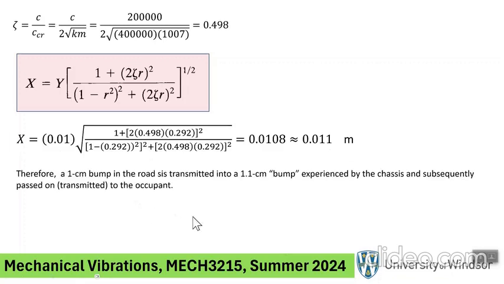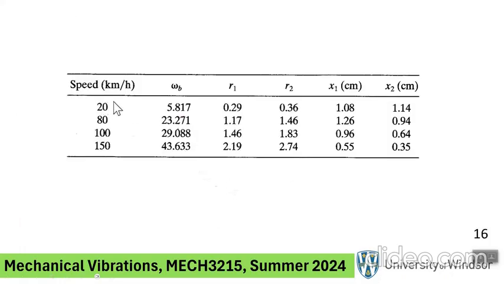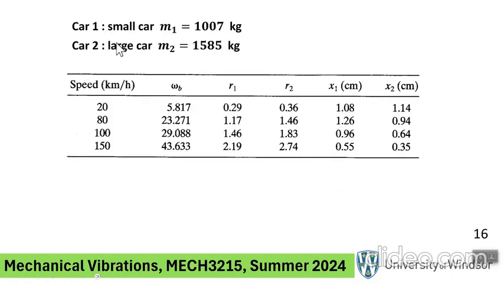So let's look at a table that classifies several different velocities and two different cars, a big car and a small car, because we can do exactly the same calculation once the information is given to us. Car 1, the small one, has a mass of 1007, the one that we just did, and we get almost 1.1. Remember, I didn't get 1.08, I got 1.1 because it was rounded off. Now, the big car has a mass of 1585 kilograms, and we haven't done it.